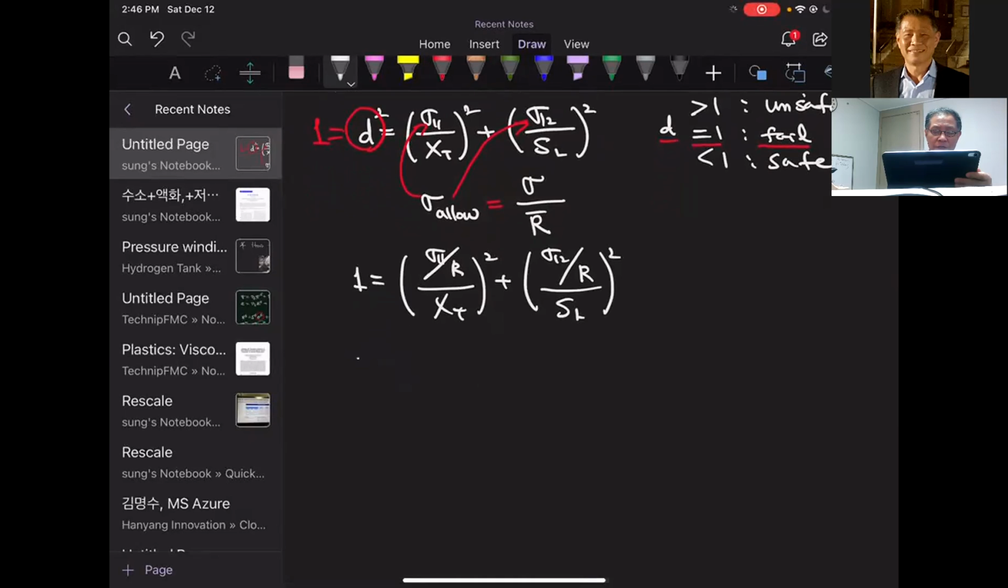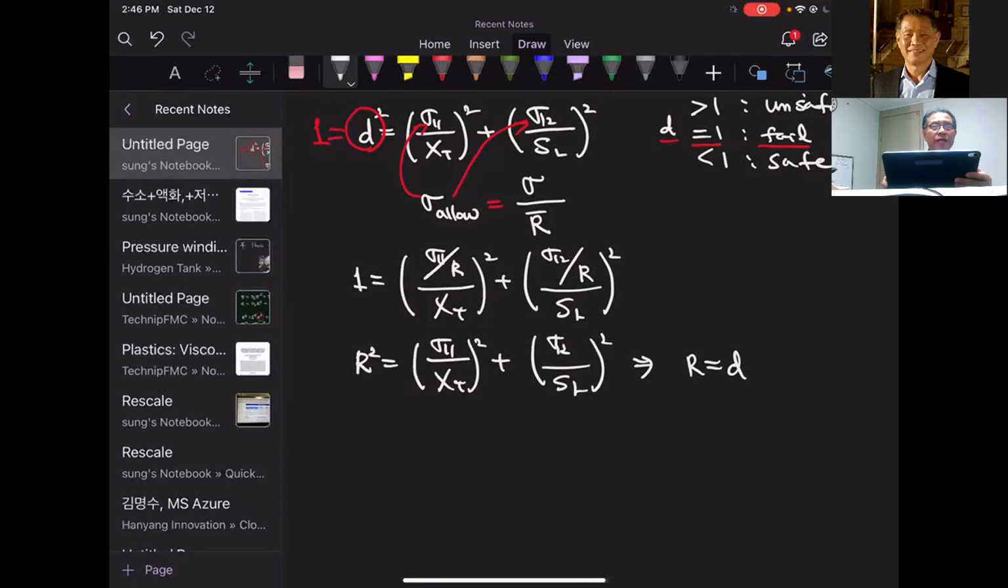So as you can see, R squared equals sigma 11 over XT squared plus sigma 12 over XL squared. Well, it looks like this one, and here, R and D is originally defined. It looks the same. Yes, it's the same.